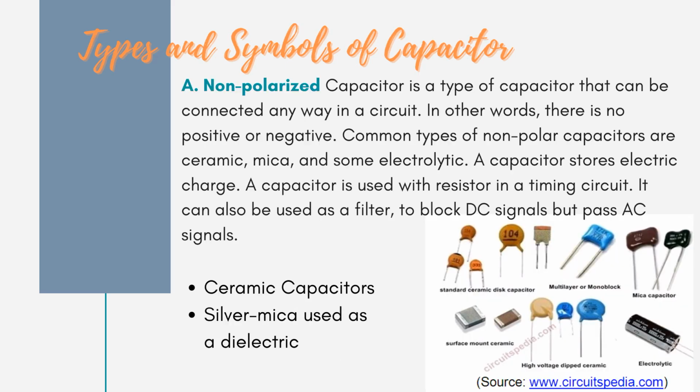Types and symbols of capacitor. A non-polarized capacitor is a type of capacitor that can be connected any way in a circuit. In other words, there is no positive or negative. Common types of nonpolar capacitors are ceramic, mica, and some electrolytic. A capacitor stores electric charge. A capacitor is used with a resistor in a timing circuit. It can also be used as a filter, to block DC signals but pass AC signals.